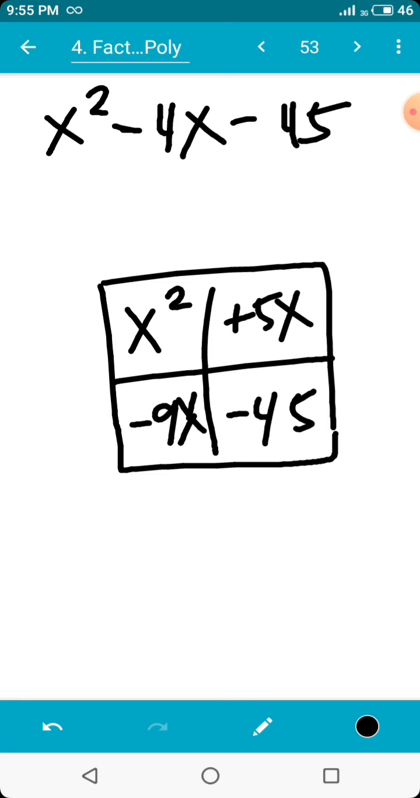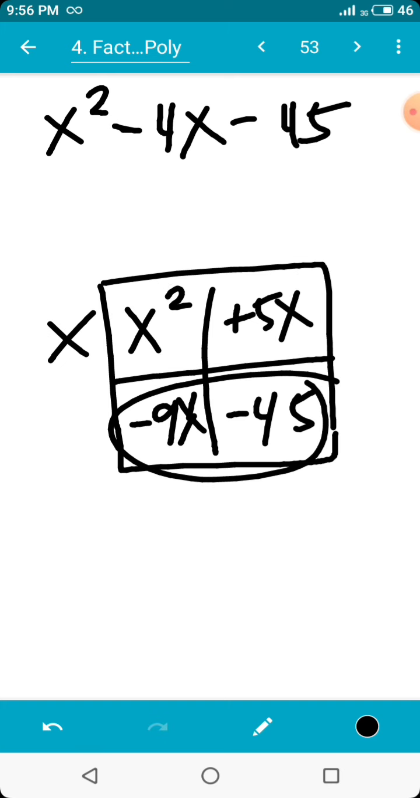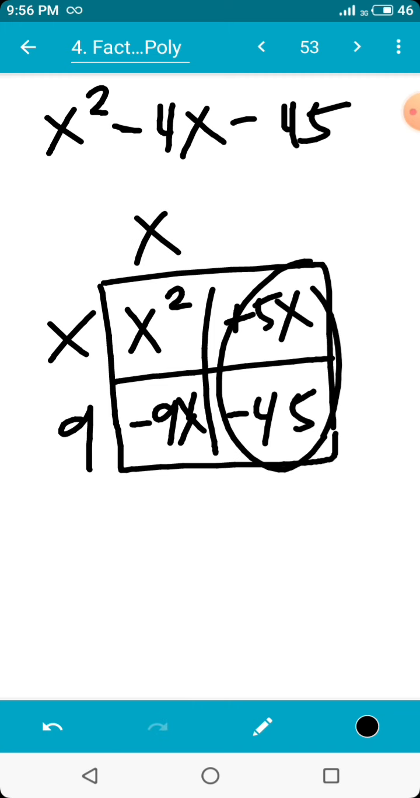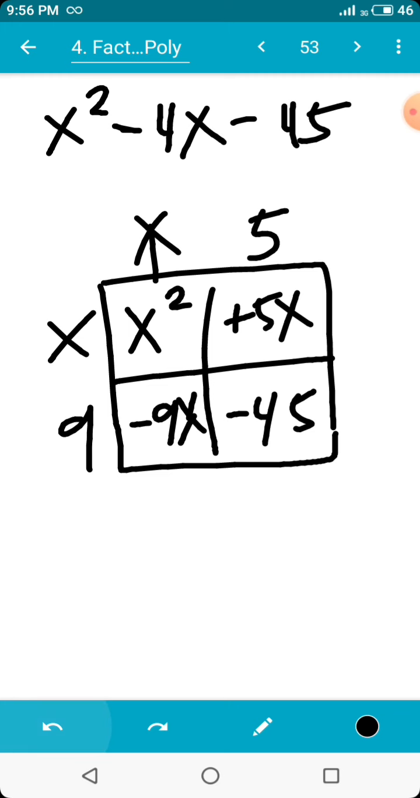Alright? So, yung common factor ng x squared tsaka 5x ay x. Common factors or GCF ng 9x tsaka 45 ay 9. And then, yung common factor ng x squared tsaka 9x ay x. And then, common factor or GCF ng 5x at 45 ay 5. Right? So, check natin. So, x times x ay x squared. So, tama. 5 times x, that is 5x. Tama. X times 9, that is negative 9x.